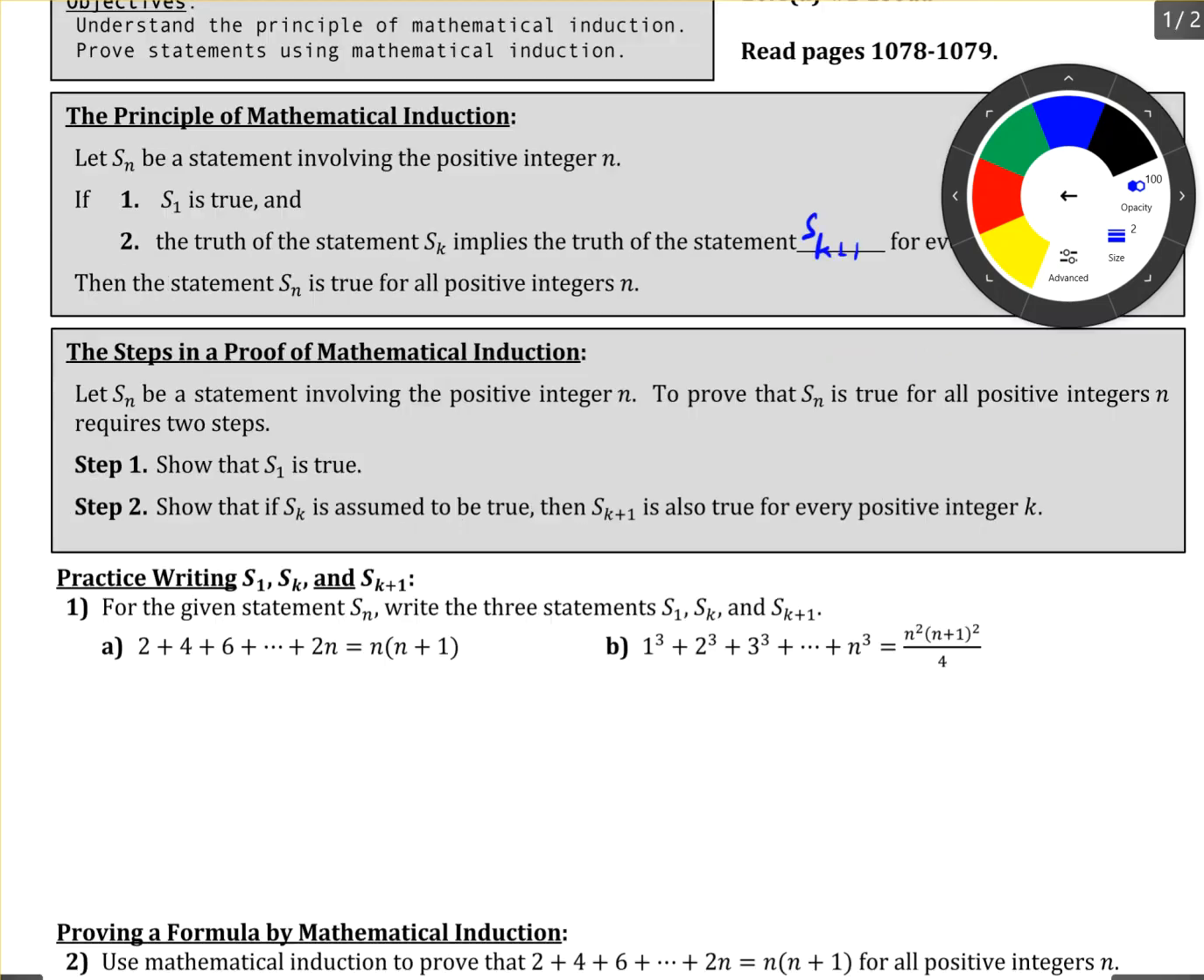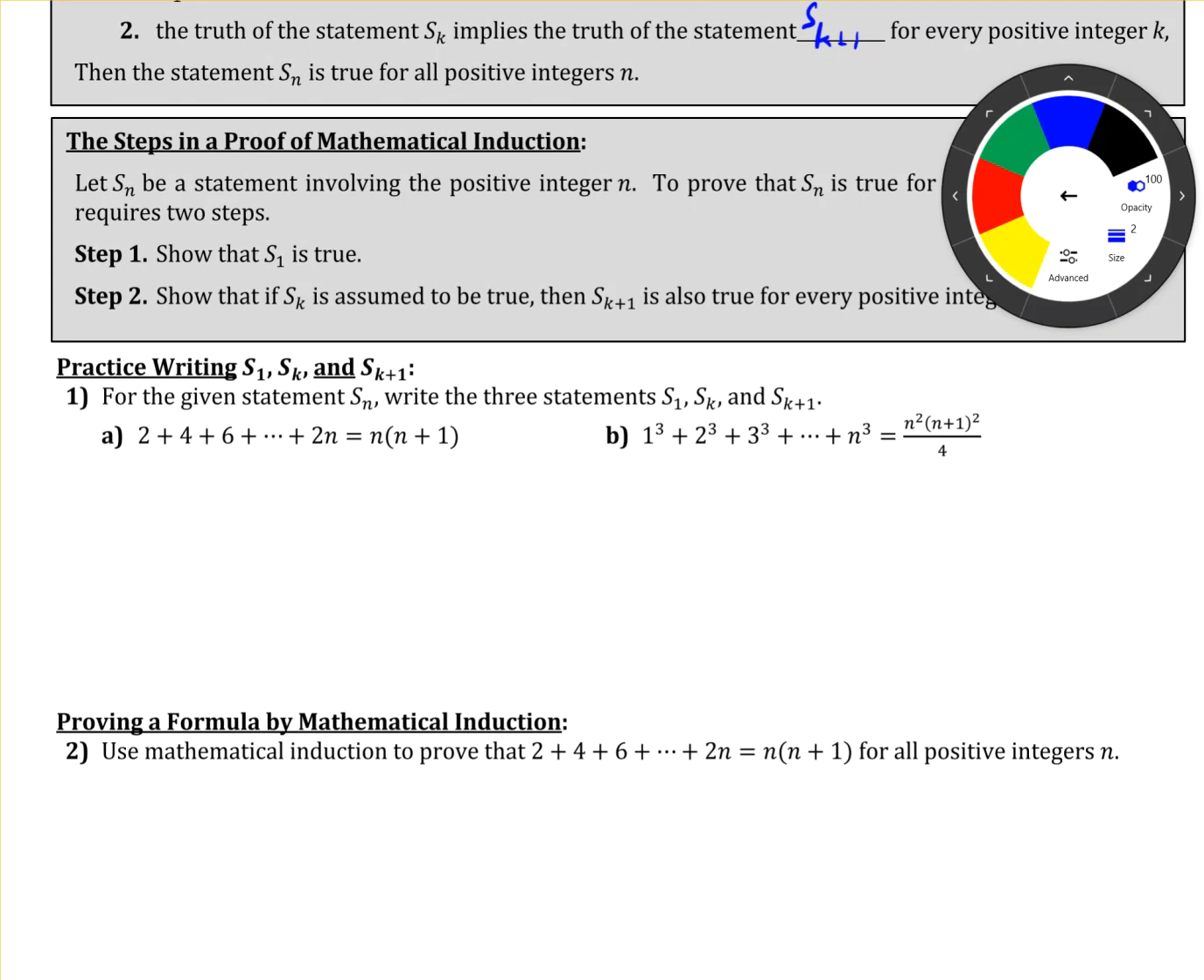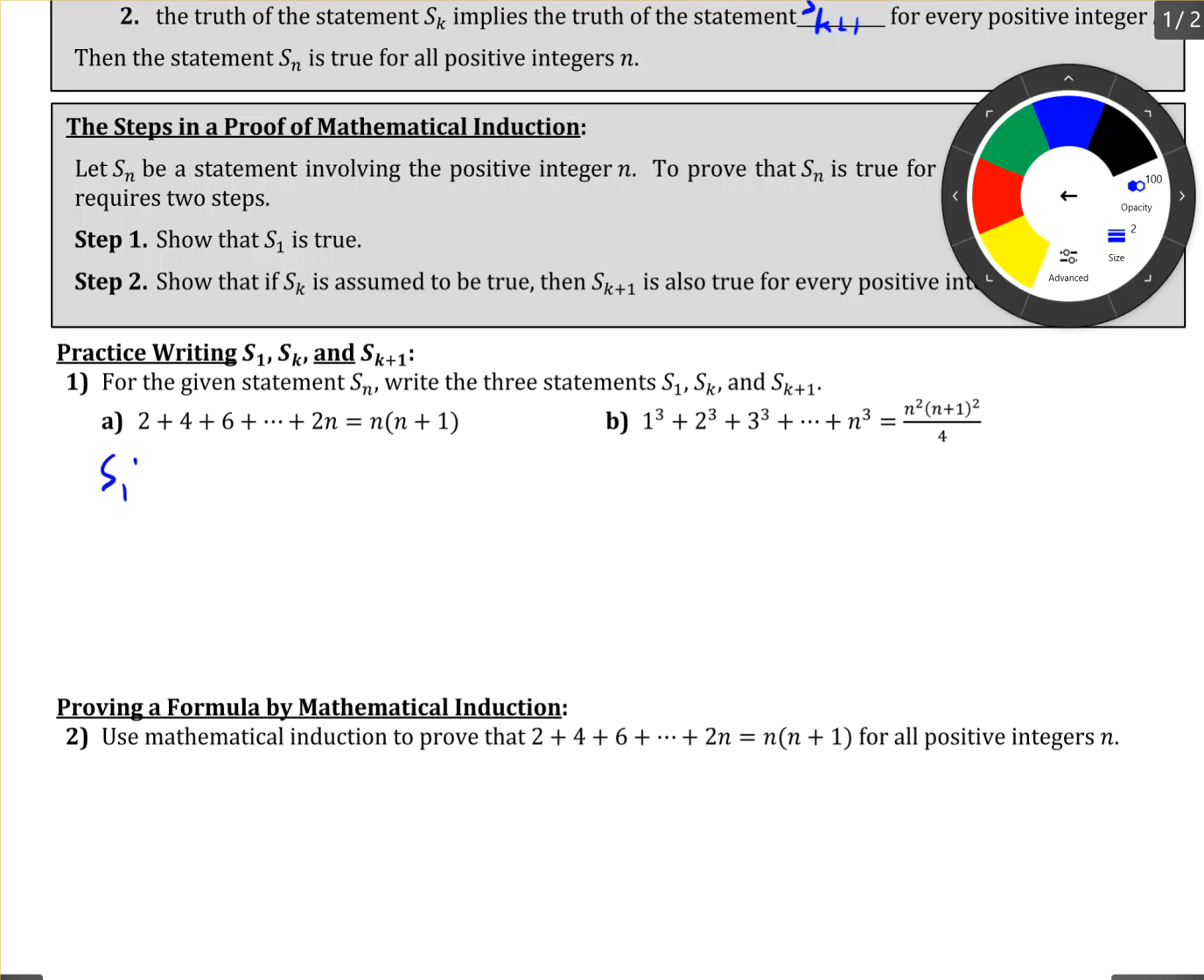So S_1, S_k, S_(k+1), these are all statements. S_1 is the statement that when n equals 1, we have 2 equals 1 times (1 plus 1). I plugged in 1 there and showed that those two things are equal. So in this case, yes, that ends up being true. But that's the statement right there.